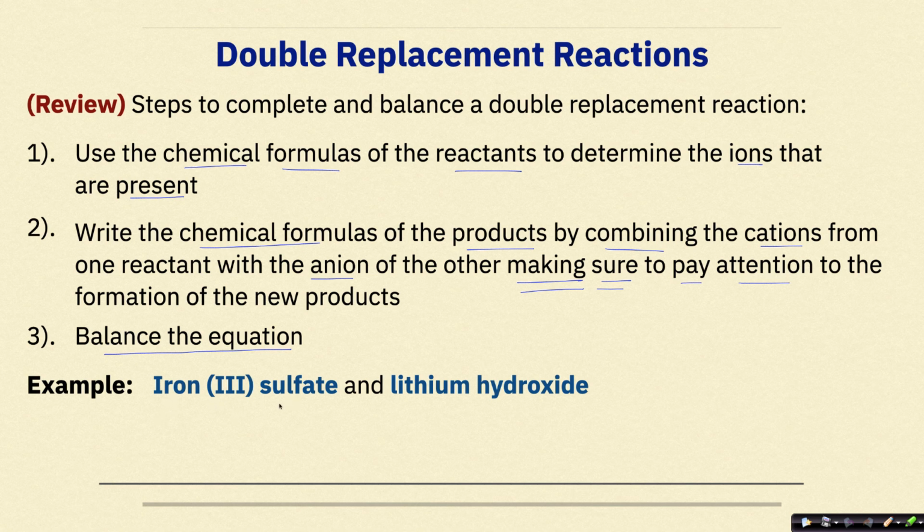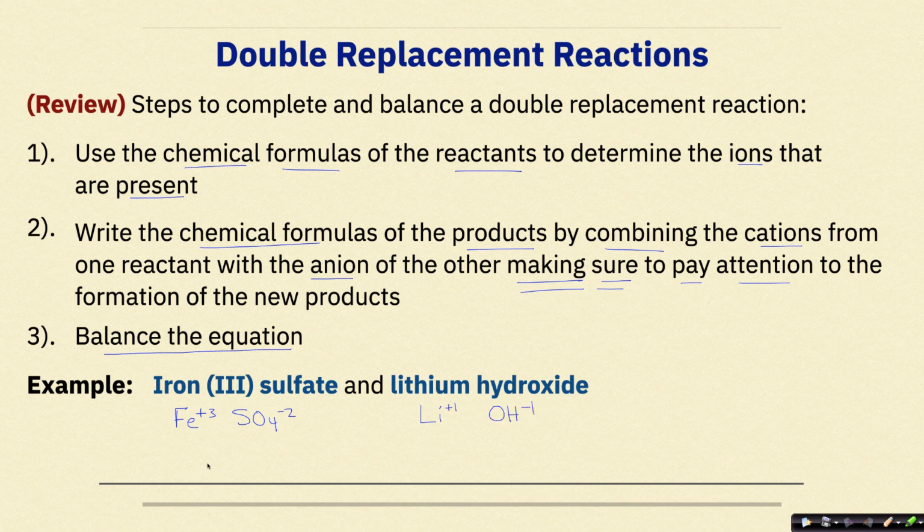So iron 3 sulfate, well, iron is Fe. That Roman numeral tells me that this is Fe plus 3. Totally need that because Fe could be Fe plus 3 or Fe plus 2. And then sulfate is SO4 minus 2. Fantastic. Lithium hydroxide. Well, lithium can only be Li plus 1, and hydroxide is OH minus 1.